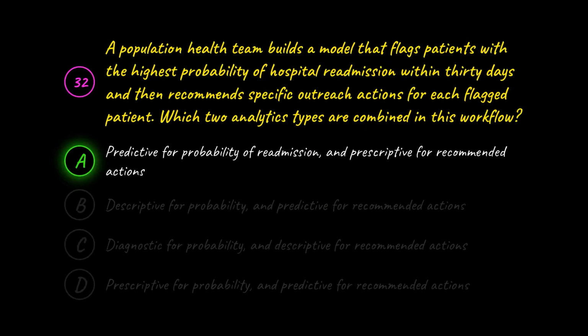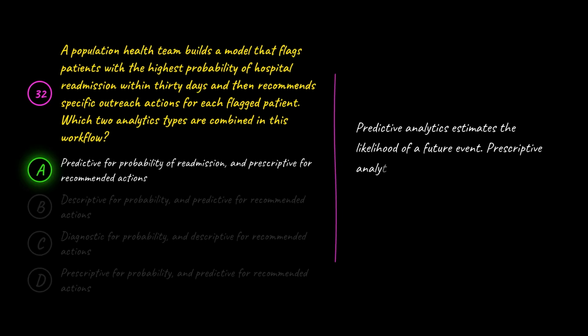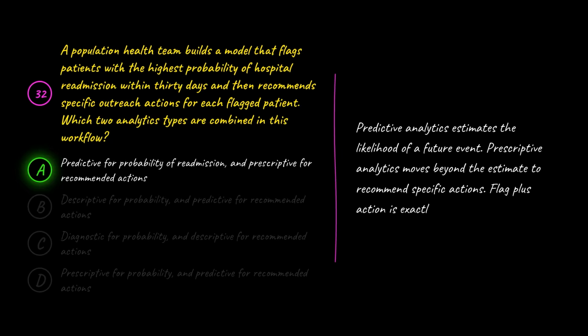The correct answer is A. Predictive for probability of readmission and prescriptive for recommended actions. A is correct because predictive analytics estimates the likelihood of a future event. Prescriptive analytics moves beyond the estimate to recommend specific actions. Flag plus action is exactly that pairing.